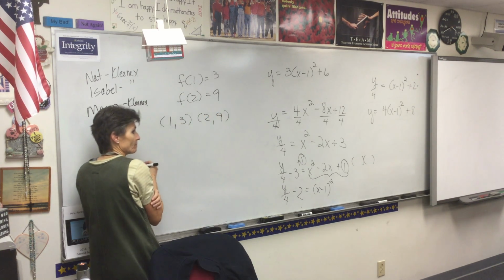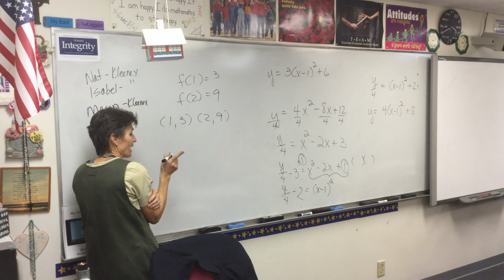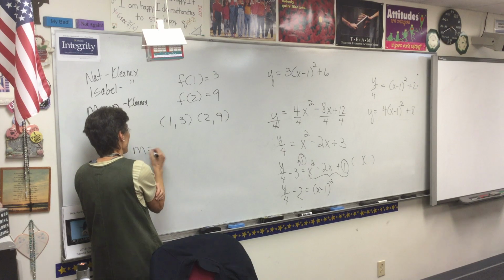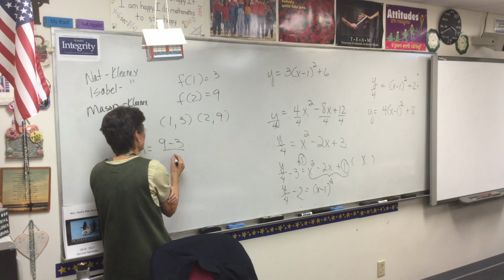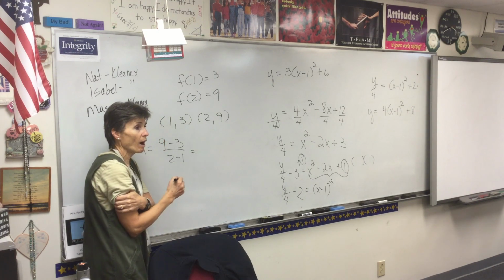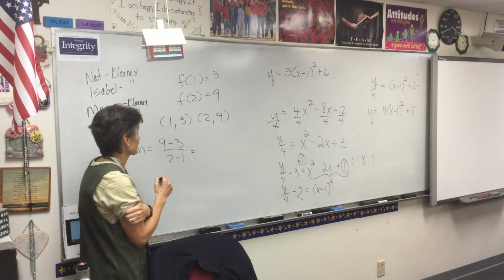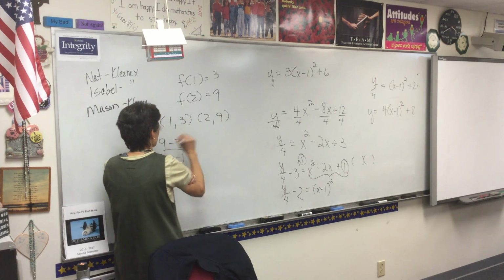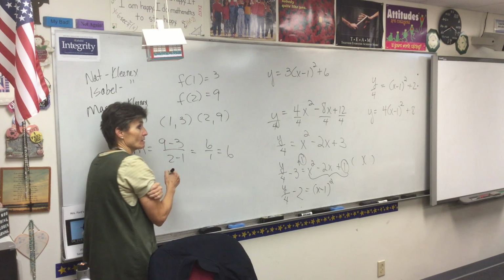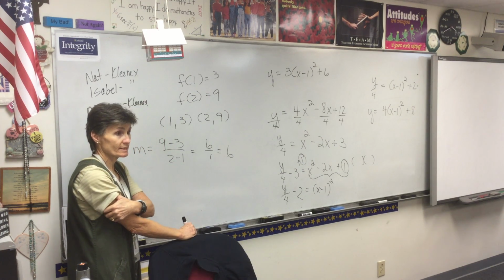Once I get the points, then they go over each other. What do you mean by that? X minus X and Y minus Y. Okay, but it goes the other way around. It's got to be y minus y over x minus x, right? Slope is y over x. So 9 minus 3 over 2 minus 1, that's 6 over 1 or 6. So my slope is 6.